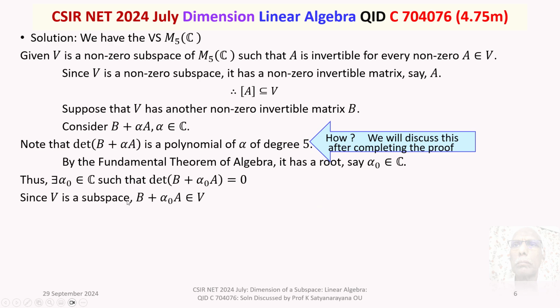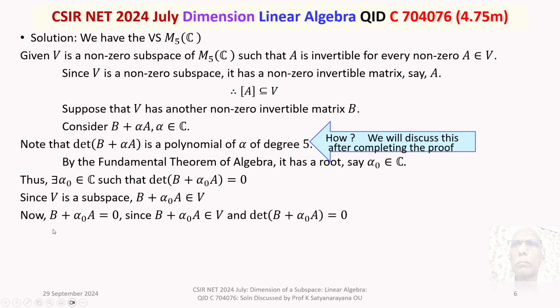Since V is a subspace, B plus alpha naught A belongs to V, because it is a linear combination. Now, what we see is B plus alpha naught A belongs to V, and the determinant of B plus alpha naught A is 0. That means B plus alpha naught A is not invertible, but it is an element of V. What is the possibility?